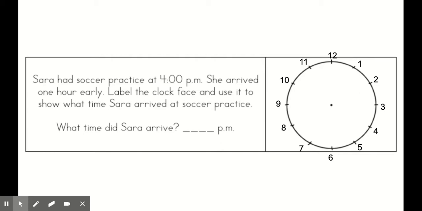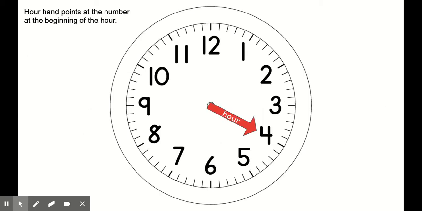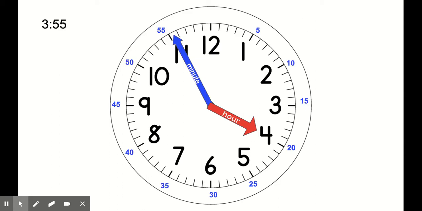And you need to think about it. She was supposed to be there at 4, but she decided that she wanted to come early. So here's what 4 o'clock looks like. It has the hour hand pointing straight at the 4 and the minute hand is straight up. But if we back up an hour before 4 p.m., and it did say it was 4 p.m., all right, we'll be moving the hand back. So just before 4 p.m.